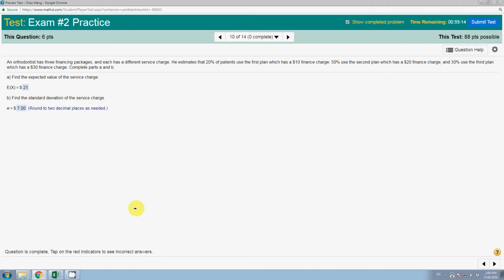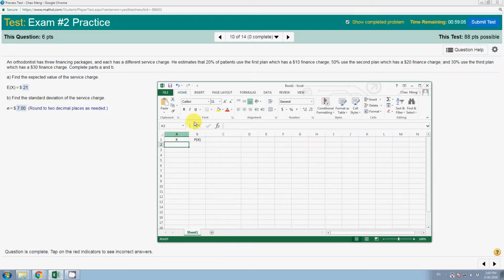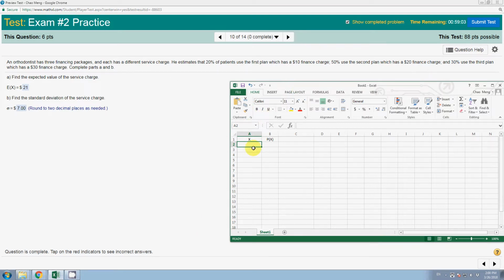Question number 10. So we are going to calculate expected value and the standard deviation. In this case, let's use Excel. We have different X values, or the dollar amount for the finance charge. The first value is $10. The second one is $20. The third possible value is $30.